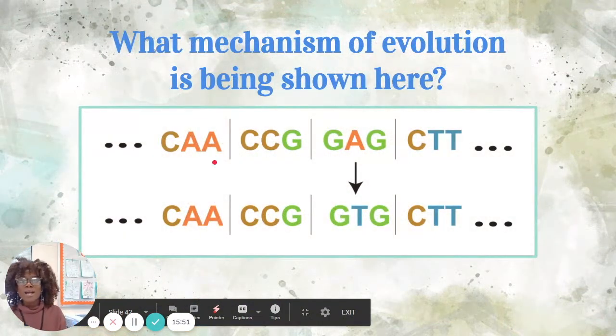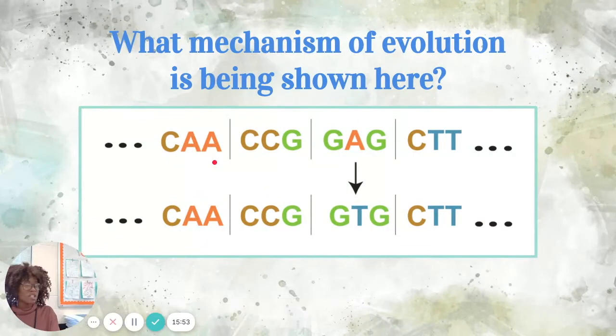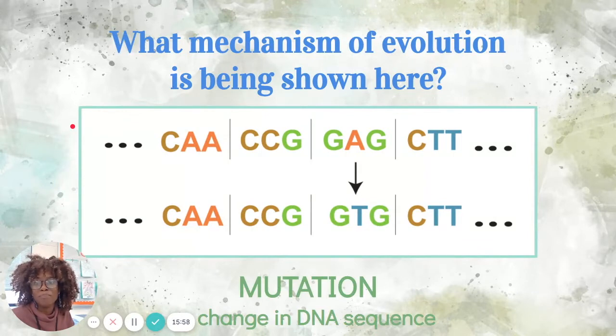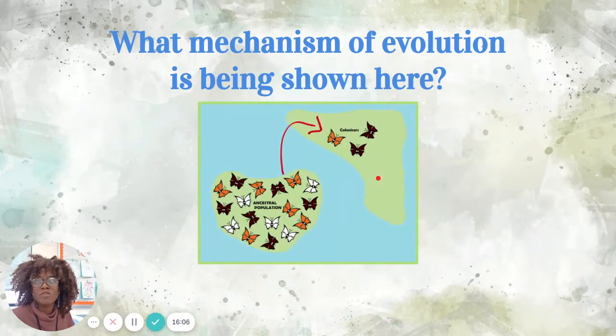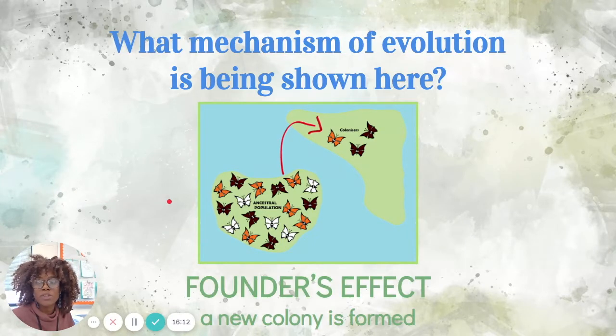So, what mechanism of evolution is being shown here? Mutation. We know that it's mutation because we see that this DNA sequence was mutated. What mechanism of evolution is being shown in this example? Founder's effect, right? We have an ancestral population and then we have a new colony.